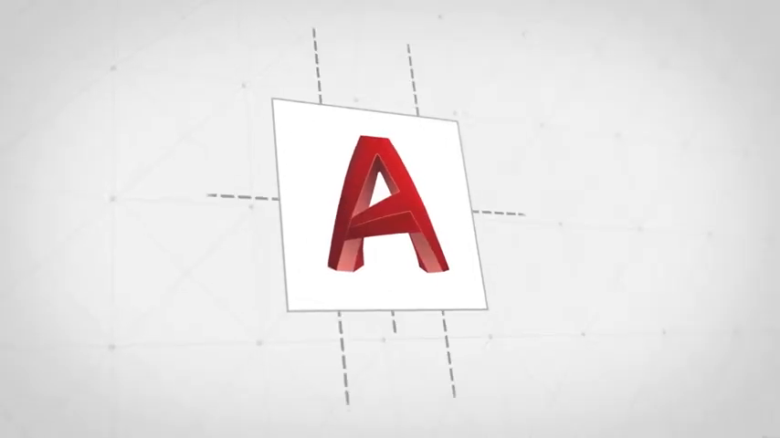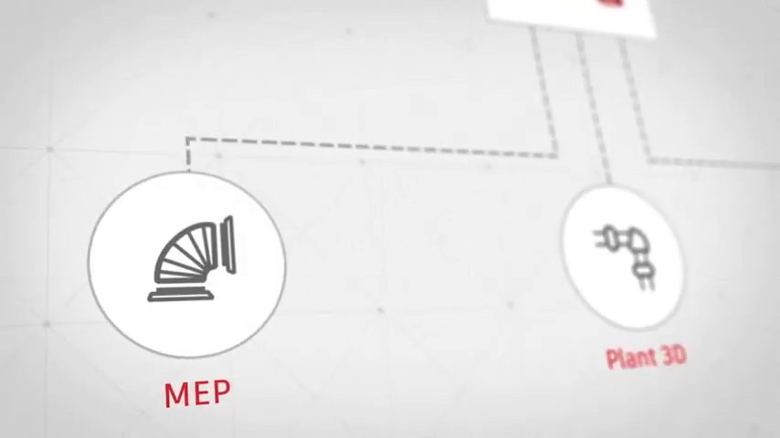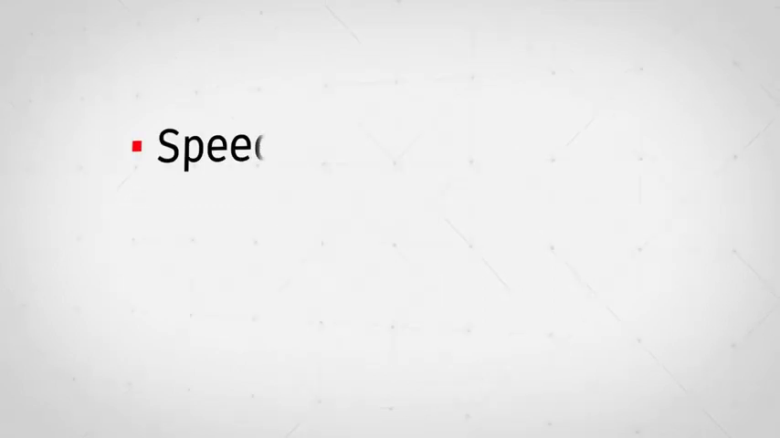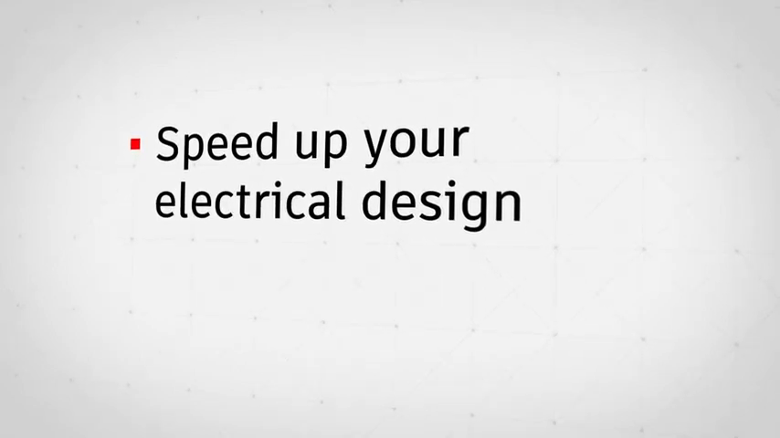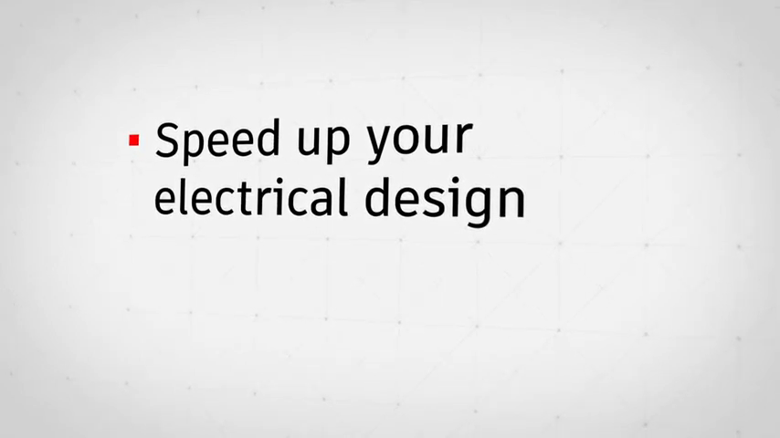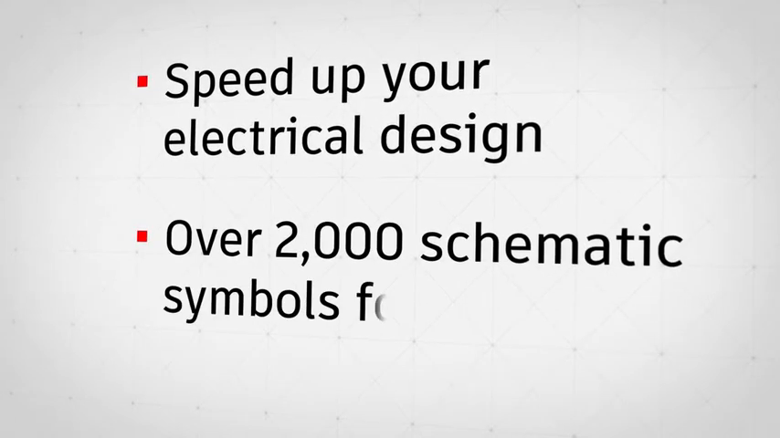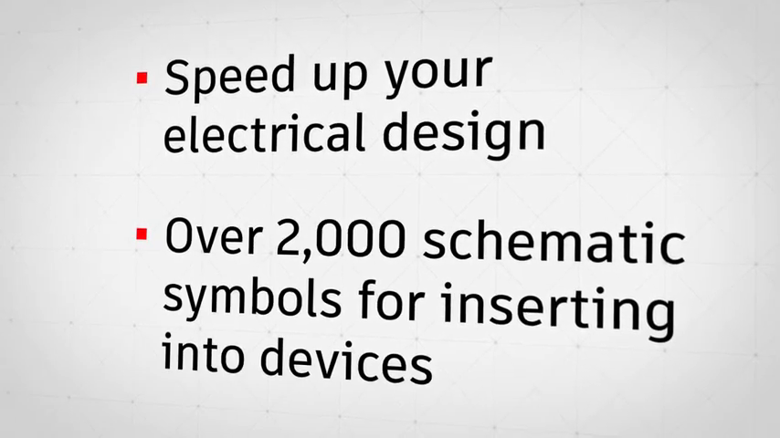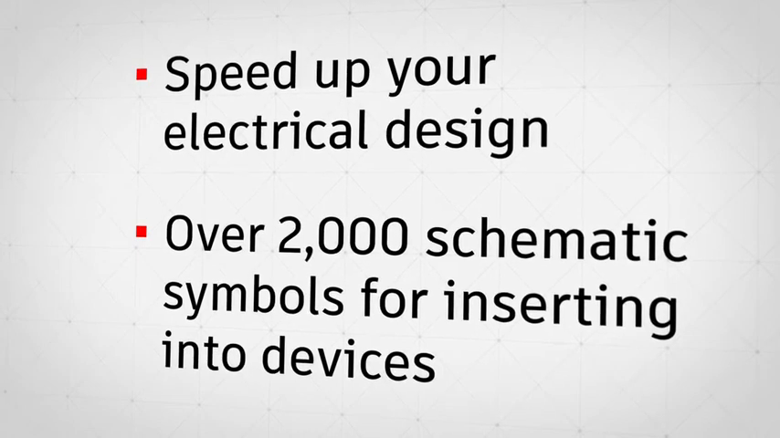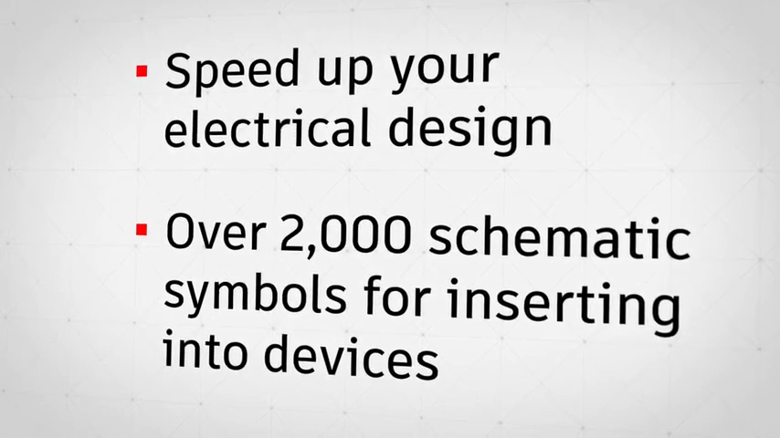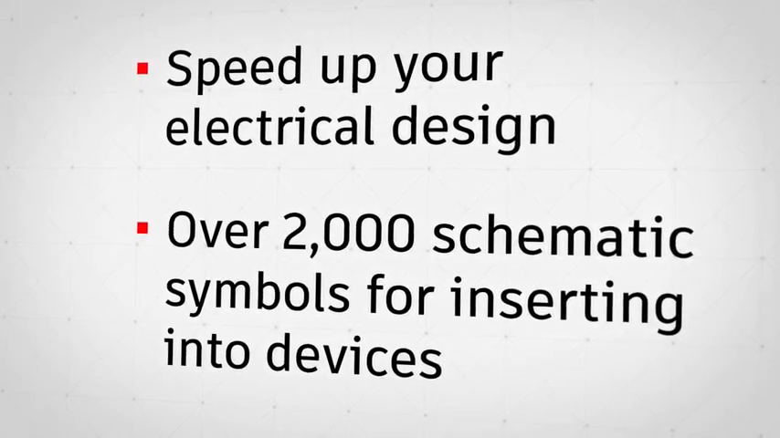Now, when you subscribe to AutoCAD, you gain access to 7 specialized toolsets ready to download, including the Electrical toolset. This toolset was purpose-built to drastically speed up your electrical design and drafting, with over 2,000 schematic symbols for inserting into devices. Let's take a look at how the Electrical toolset in AutoCAD 2019 helps you work faster.